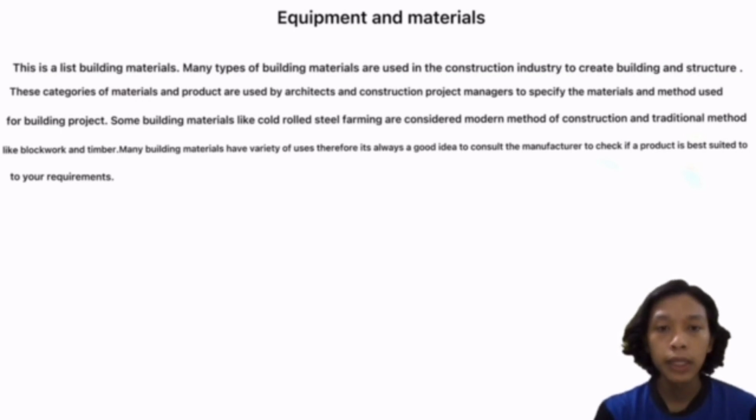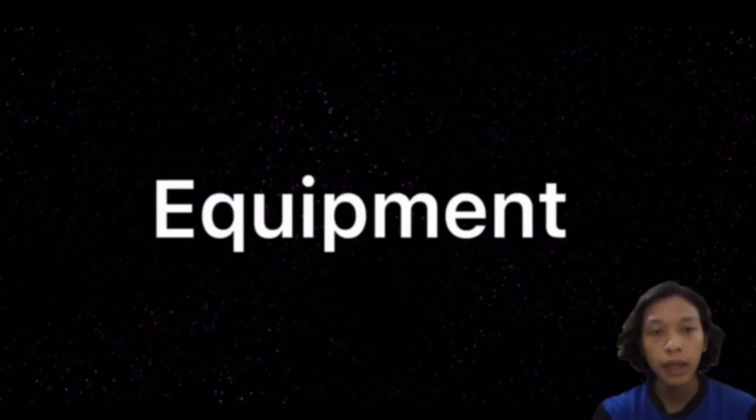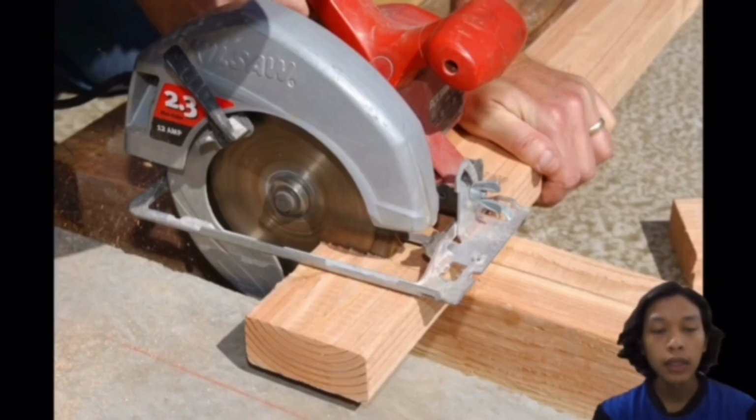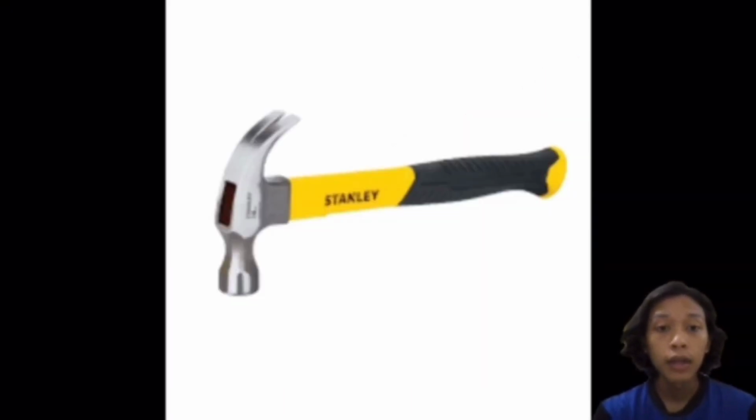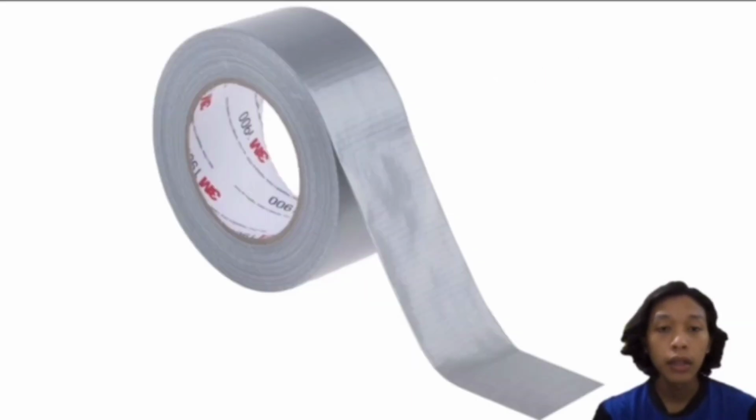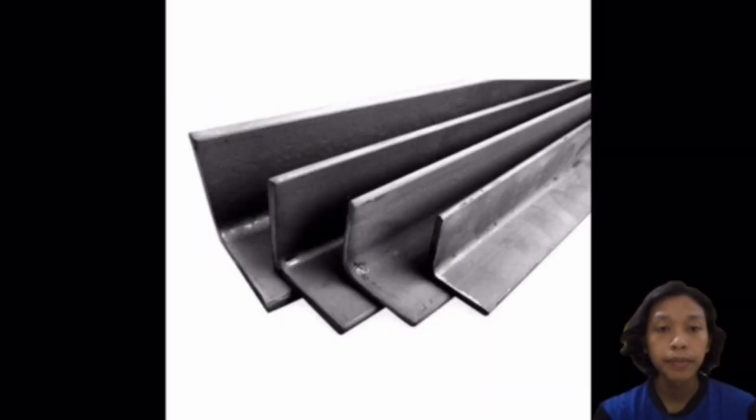Many building materials have a variety of uses. Therefore, it is always a good idea to consult the manufacturer to check if a product is best suited to your requirement. And equipment. Formwork. Firstly, circular saw, handsaw, hammer, nail, tape and L-shape.